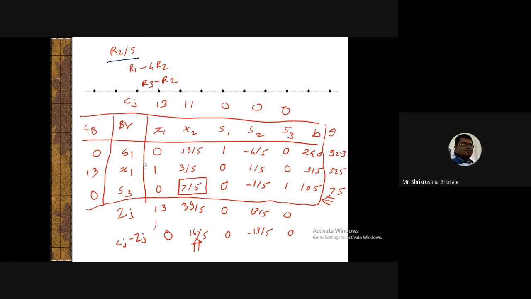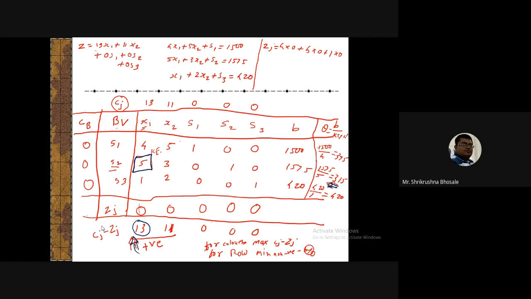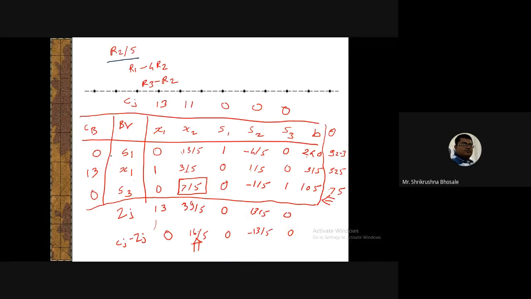At this particular stage we have made one change. Can anybody tell me what change we have made? In here one change I have made. So second row is divided by 5, that is correct. Still one more change is there, and I will highlight what change I have made. Can anybody tell me?